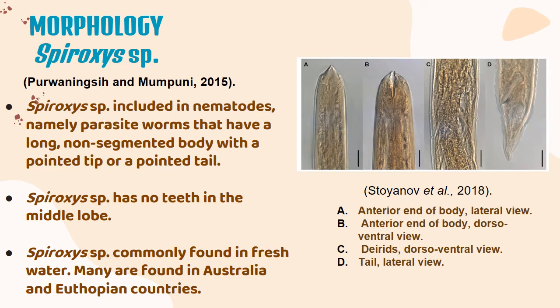Spiroxys sp. has no teeth in the middle lobe. Spiroxys sp. is commonly found in freshwater. Many are found in Australia and European countries. This is a picture of Spiroxys sp. from Stoyanov et al. 2018.